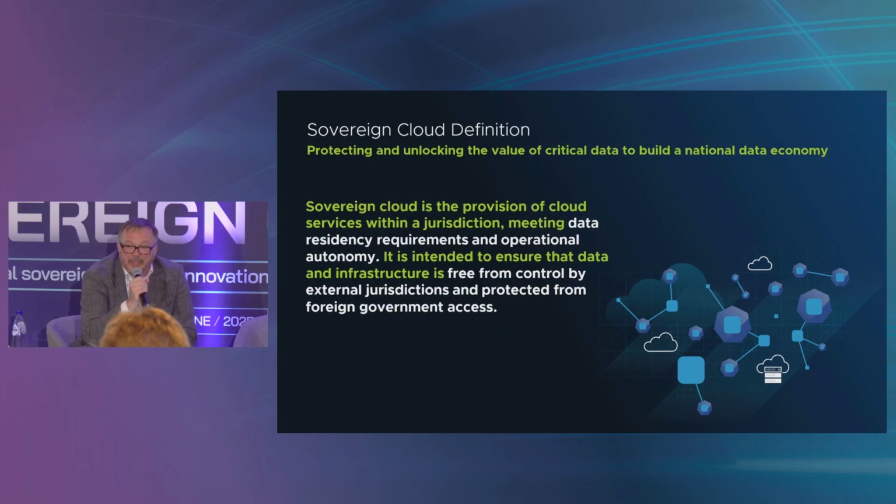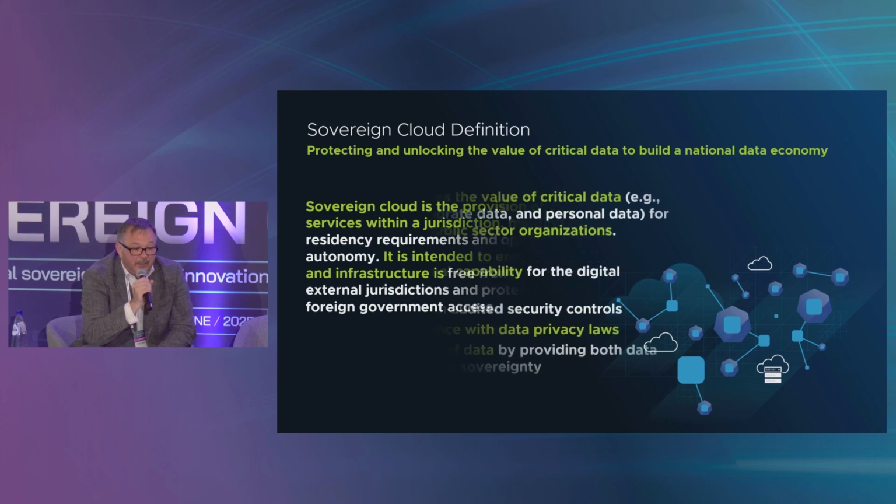So we've talked a lot about the lack of definition of a sovereign cloud. So here is one for you to have a little look at and think about. This is one that I've put together from a few other definitions that I found. But the key here for me is jurisdiction, the authority over the data. It is intended to ensure that data and infrastructure is free from control by external jurisdictions and protected from foreign government access. That is the key, I think, for a sovereign cloud. If you don't have complete authority over that data, then is it really a sovereign cloud?